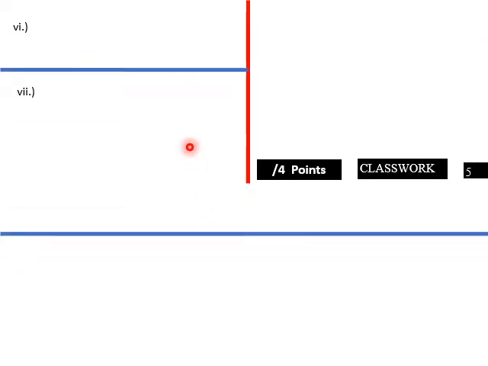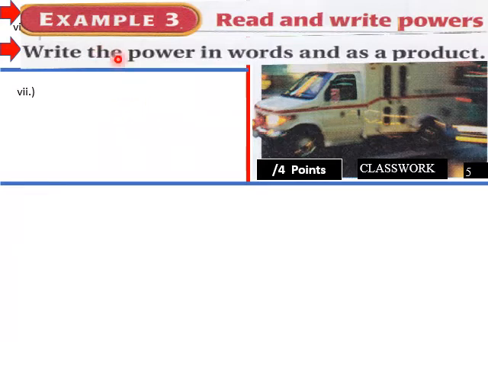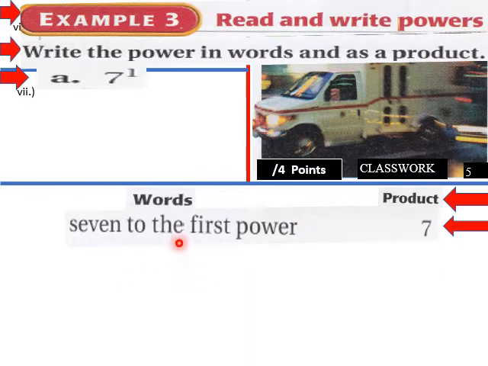Okay, let's go into an example here. Read and write power. So we have write the power in words and as a product. So here we have A, here is 7 to the 1st power. So words and then product. So in words, it'd be 7 to the 1st power. And then the product of this will be 7. 7 to the 1st power, which would be 7 times 1, which would just be 7.